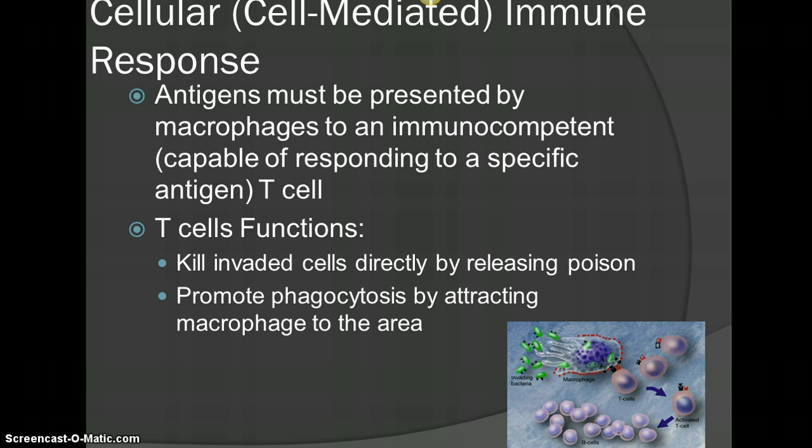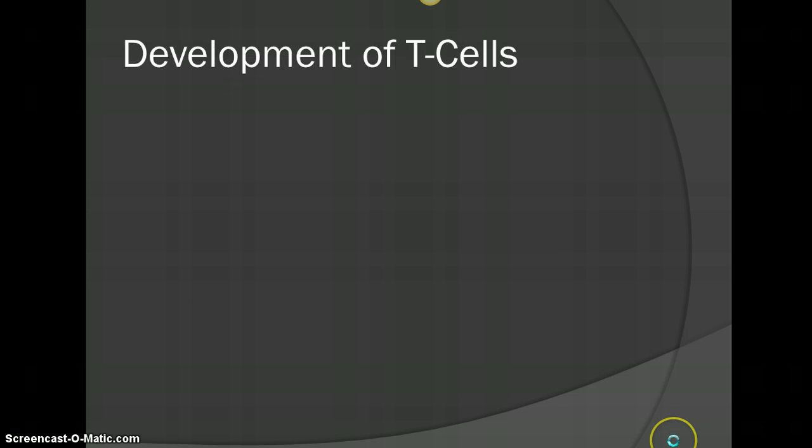As soon as that antigen comes, it's going to be able to kill invaded cells by directly releasing poison, or it can promote the macrophages to come and eat them. So you can see we have T cells, macrophages in here, it's presenting it, it becomes a T cell, and I don't know why it's showing it going into a B cell.